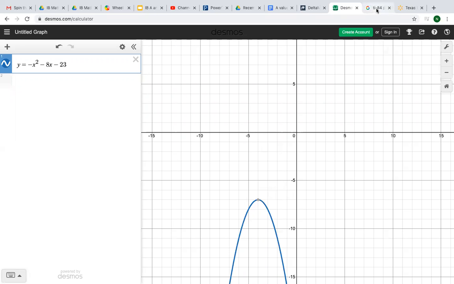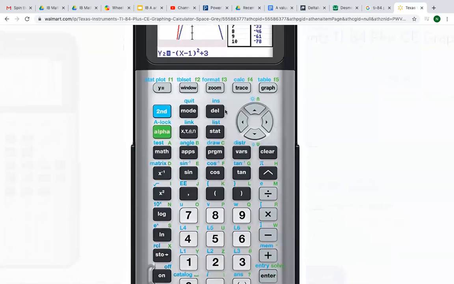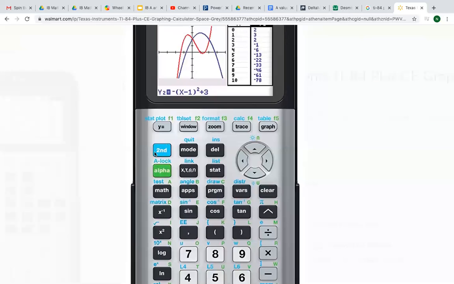Yeah, and I can actually, so Najee, if you click the blue second button, and then click the trace button up above it in blue, what we're actually using is called calc. So you hit the blue button second, and then you hit trace. It's the 4th button on the very top row. The word in blue above it is calc.